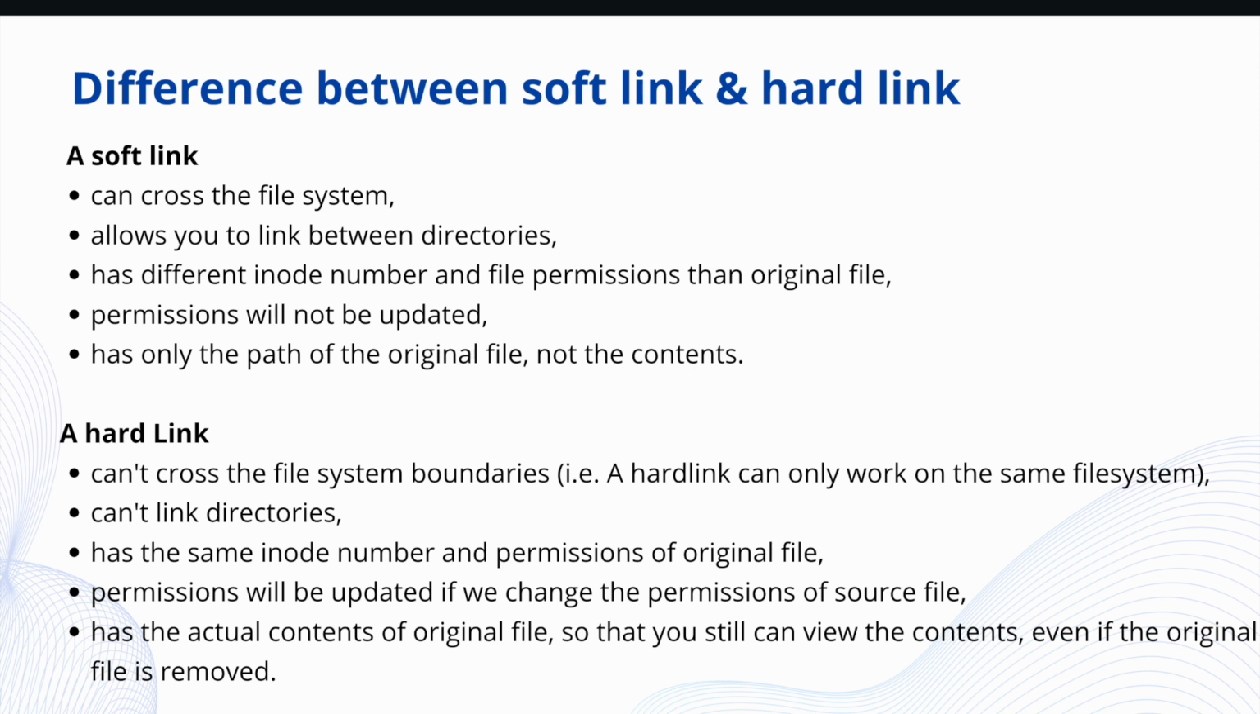A hard link can only work on the same file system where you are working. It cannot link directories. It has the same inode number and the permissions as the original file. Permissions will be updated if we change the permission of the source file, and it has the actual contents of the original file, so you can still view the contents even if the original file is removed, as we just saw in the last slide. Even if you remove the original file, you can still get the data from the disk because it's an exact copy, pointing to the data on the disk.